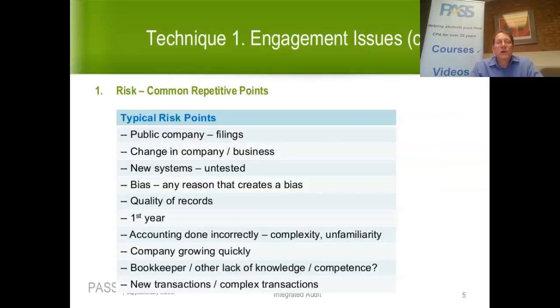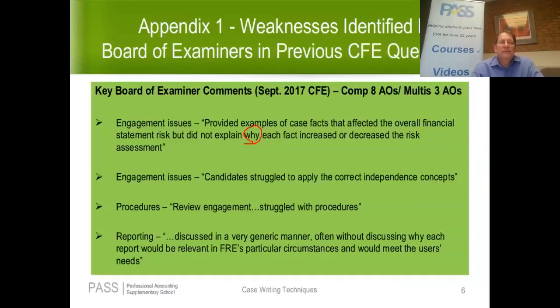These are typical risk points. You don't need to memorize them, but I think they're just good points to keep in mind. The more familiar you are with them, the easier it will be to pick out these risk points.